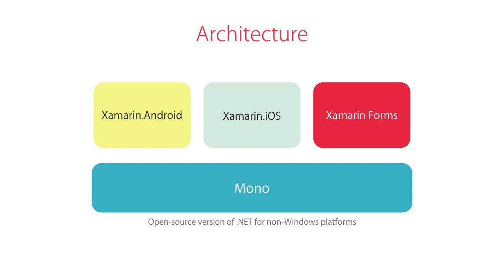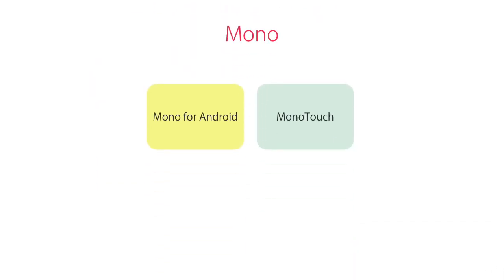version of .NET that runs on various non-Windows platforms like Linux, Unix, and OS X. Mono is a project that has been around since pretty much as long as .NET itself, but it wasn't very popular until recent years. In the Mono world, we had two releases. One was called Mono for Android, which was later renamed to Xamarin.Android, and the other release was Mono Touch, which is now what we call Xamarin.iOS.